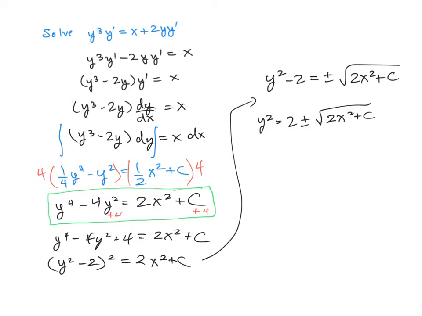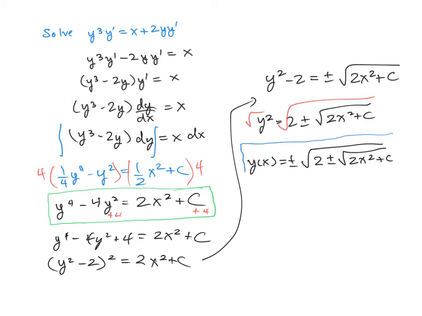And then, of course, you can square root this again, and you would have your y of x function equal to plus or minus the square root of 2 plus or minus the square root of 2x squared plus c. And that's actually an explicit formula for a solution here. But again, if you're asked a problem like this in the homework, they're probably going to want you just to stop with the implicitly defined solution over there, rather than the explicit.